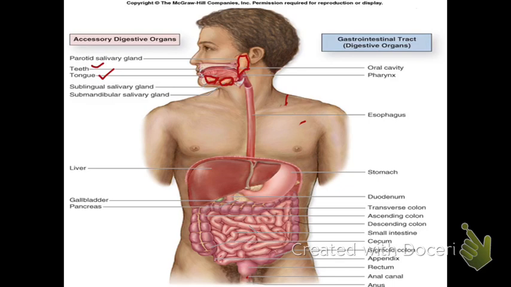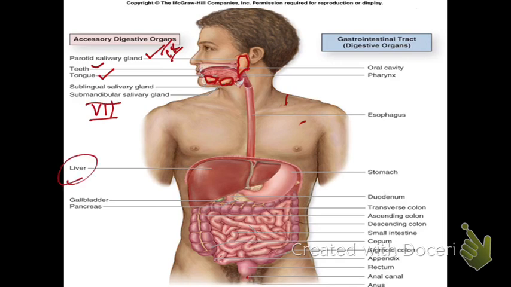You learned last week that the salivary glands are controlled by two cranial nerves. The release of saliva from the parotid gland is controlled by the 9th cranial nerve. And sublingual and submandibular glands are controlled by the 7th cranial nerve, the facial nerve.